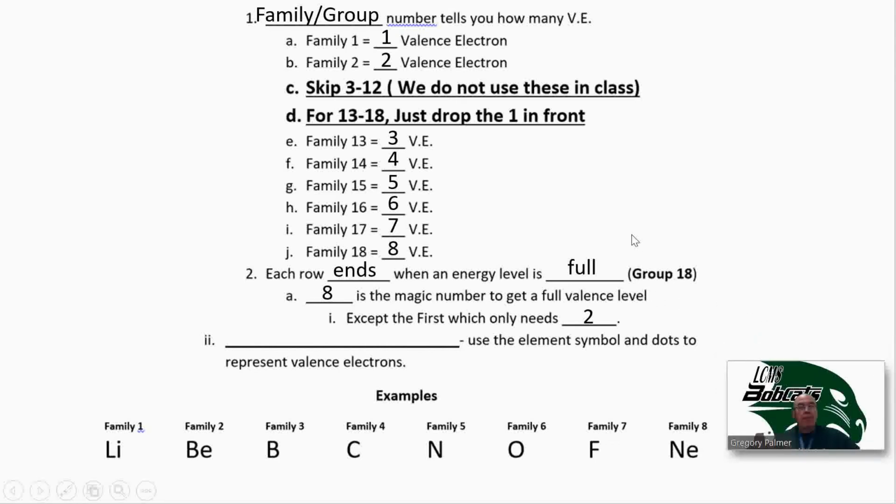Now remember when we looked at that Bohr model of beryllium, and I said notice that there's 2 valence electrons on the first energy level and it's full? That's this rule right here.